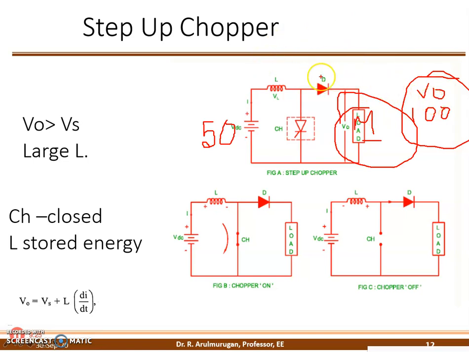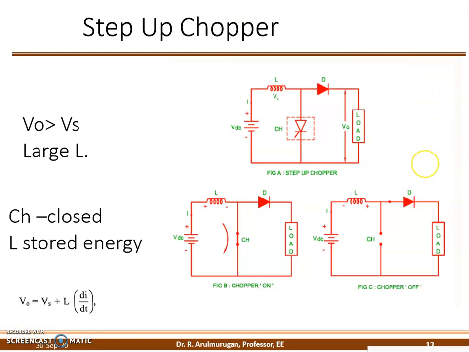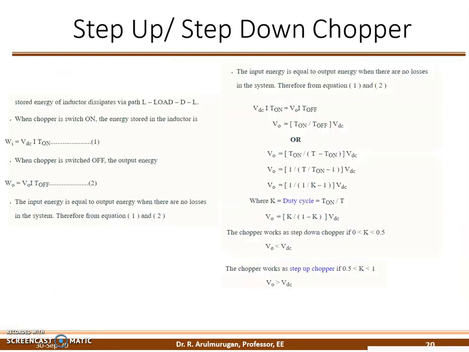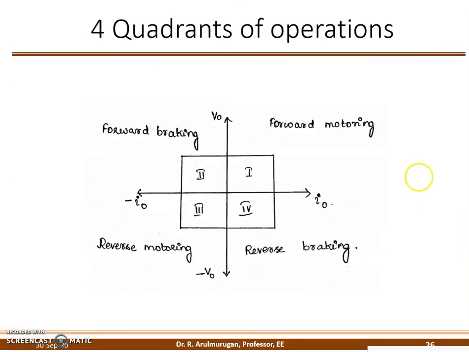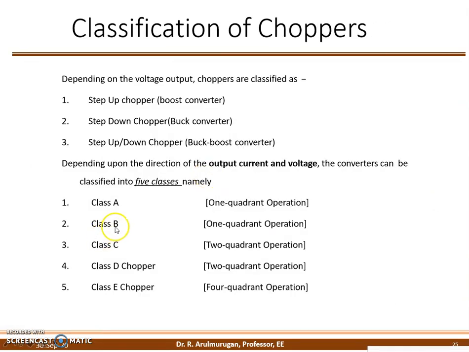Now regeneration is possible. Regeneration means current starts to flow in this direction. So this is called class B. Now directly we'll go to class B. Class B, what is it? Where is class B? Yes, this is class B. So I am coming directly here, to class B.